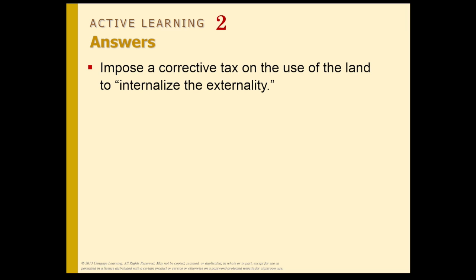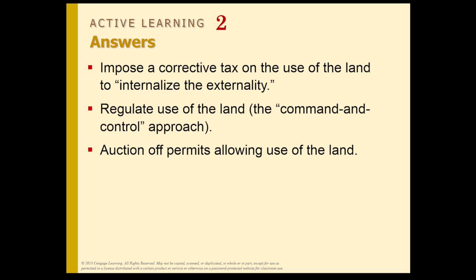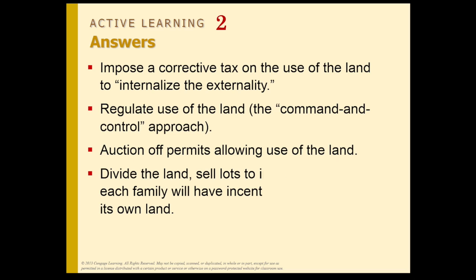All right, so here's an idea. They could have imposed a corrective tax on the use of the land to internalize the externality. They could have regulated use of the land. This is kind of like what we talked about, command and control. They could have auctioned off permits, just like the tradable pollution permits, or they could have divided the land and sold lots to individual families. They would have turned this common resource into a private good, actually, and then everybody's going to take care of it.